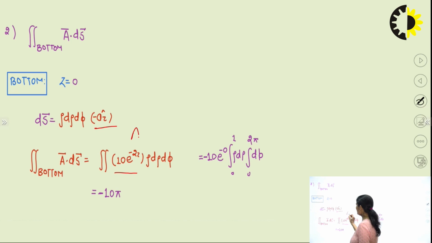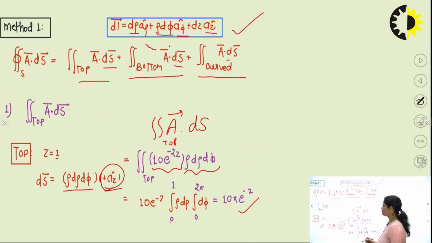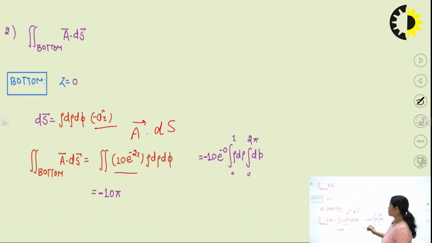This is your A vector dot ds. So ds you can calculate, as we have already done in the previous question. How can we calculate it? If you consider the unit vector z, then you can draw it, and ds is equal to rho d rho d phi. So put the value of ds here. This is your A vector. Now you can put the limits, rho from 0 to 1, phi from 0 to 2 pi. You can easily integrate it, and you will get this result, minus 10 pi.